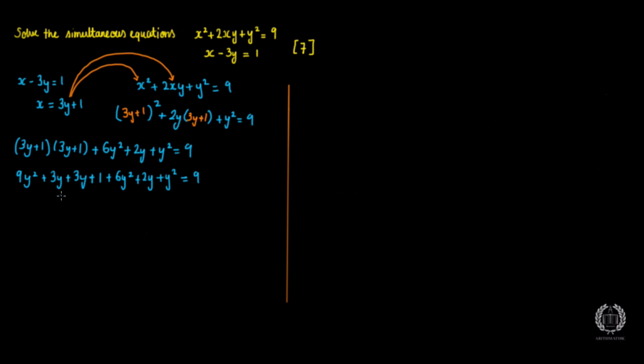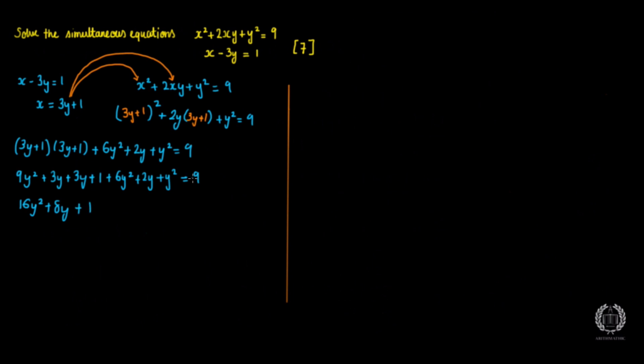Okay, so now what we're going to do is we're going to simplify, which means I'm going to, I guess you can call it, collect like terms, you know. So 9y squared plus 6y squared is 15y squared plus y squared is 16y squared. 3y plus 3y is 6y, 6y plus 2y is 8y. Yeah, I'm just adding the y squareds and the y's, and then I have plus 1.